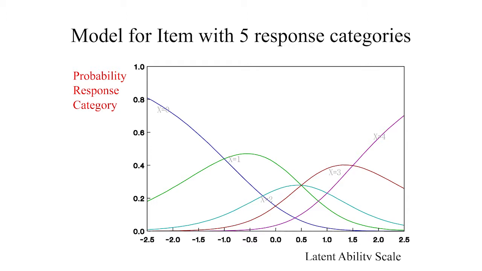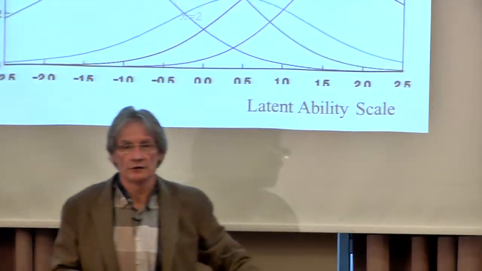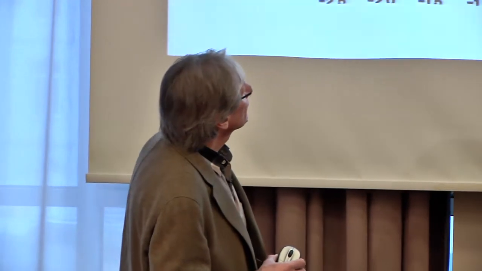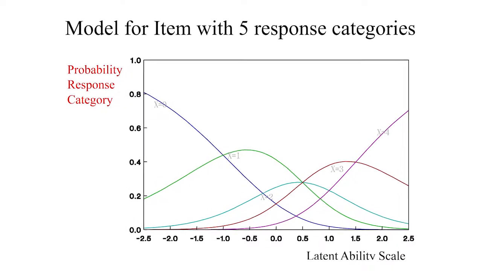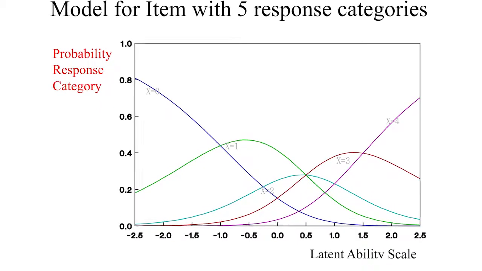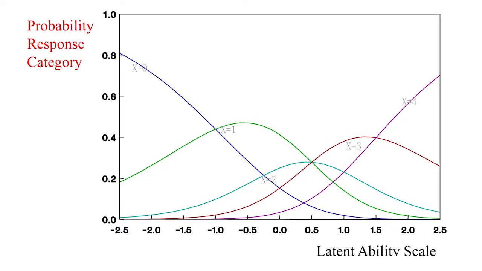And the model says that if you have a very low proficiency level, then the probability that you respond in category 0 goes to 1, becomes 1. Okay? And then if you become more proficient, it goes down, and then here it goes to 0 again. If I take a look at the highest response category, if you have a very low proficiency level, it goes to 0, and then as your proficiency level goes up, the probability that you score in the highest category goes up also.